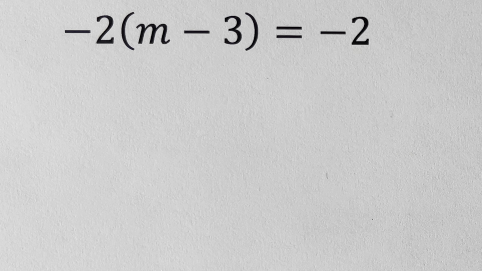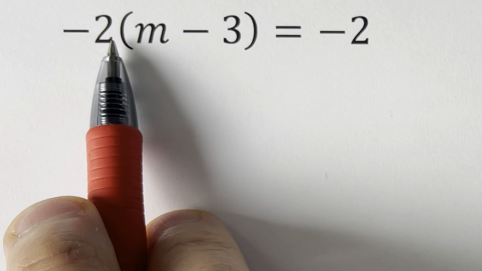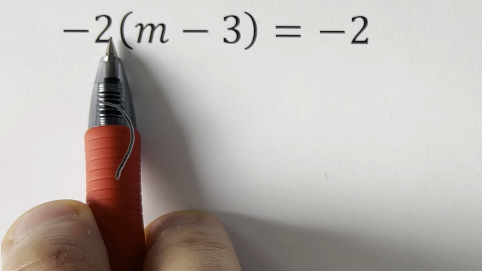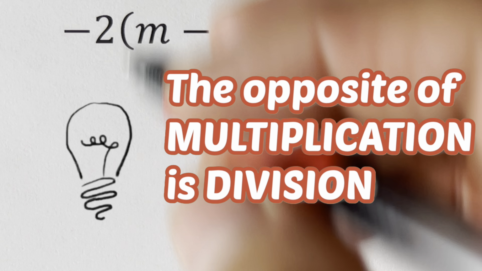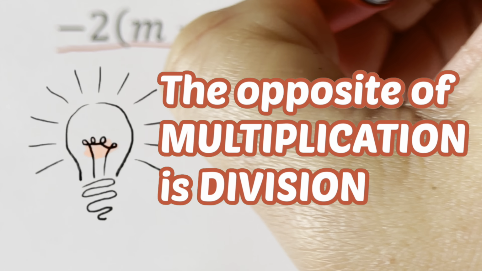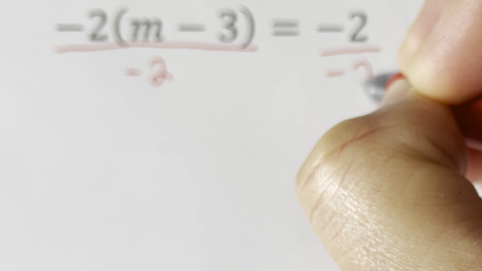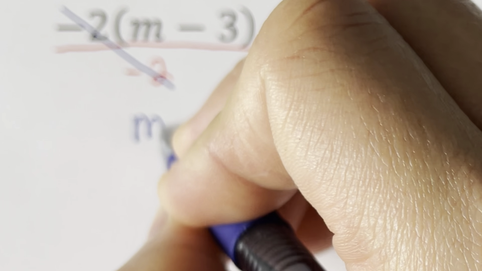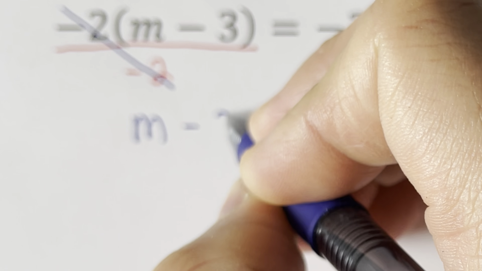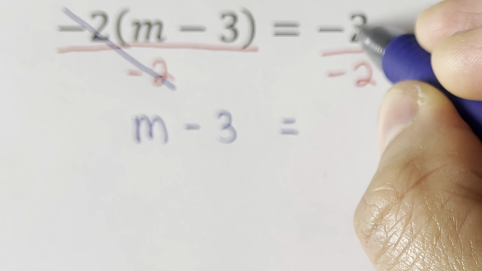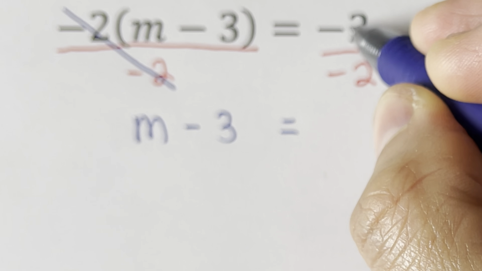Since this is multiplication right here, we remember that the opposite of multiplication is division. So I can divide both sides by -2, and I divide the other side by -2 as well, so that I can cross this -2 and -2 out. I am left with m subtracted by 3, and that is equal to -2 divided by -2. Two negatives will make it positive, so that's a positive 1.